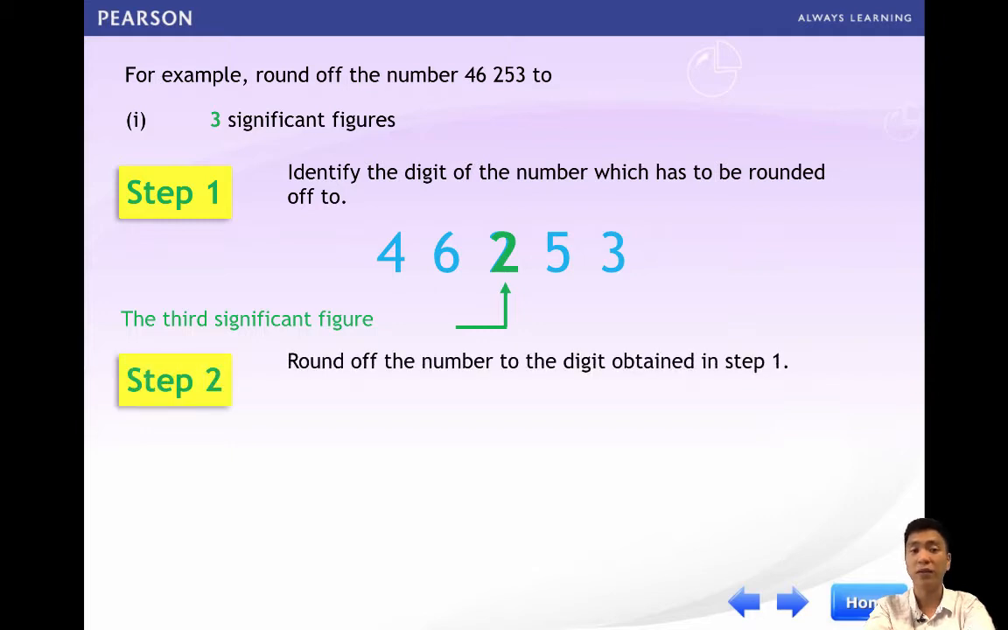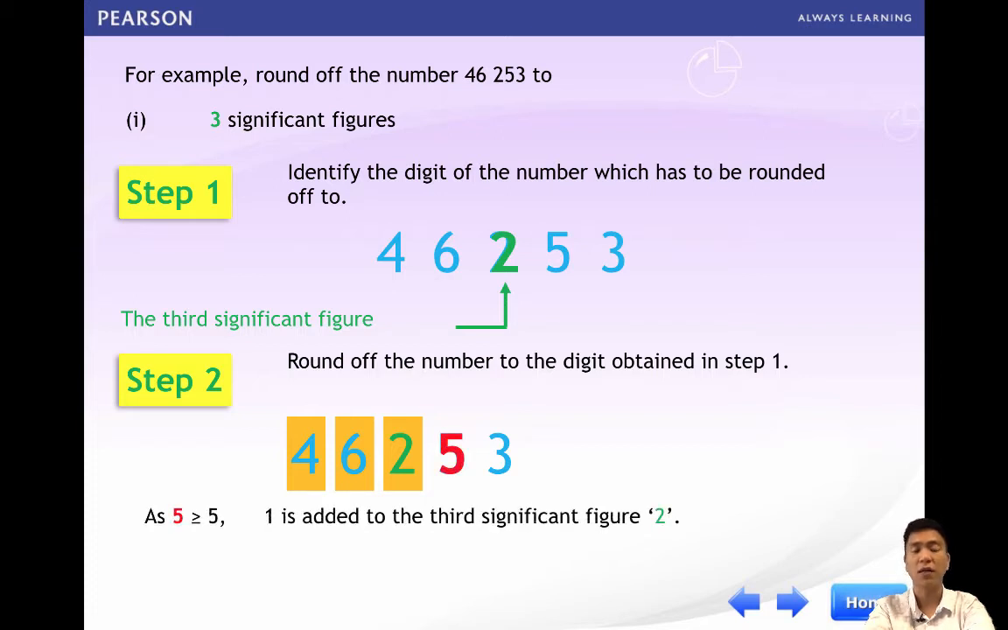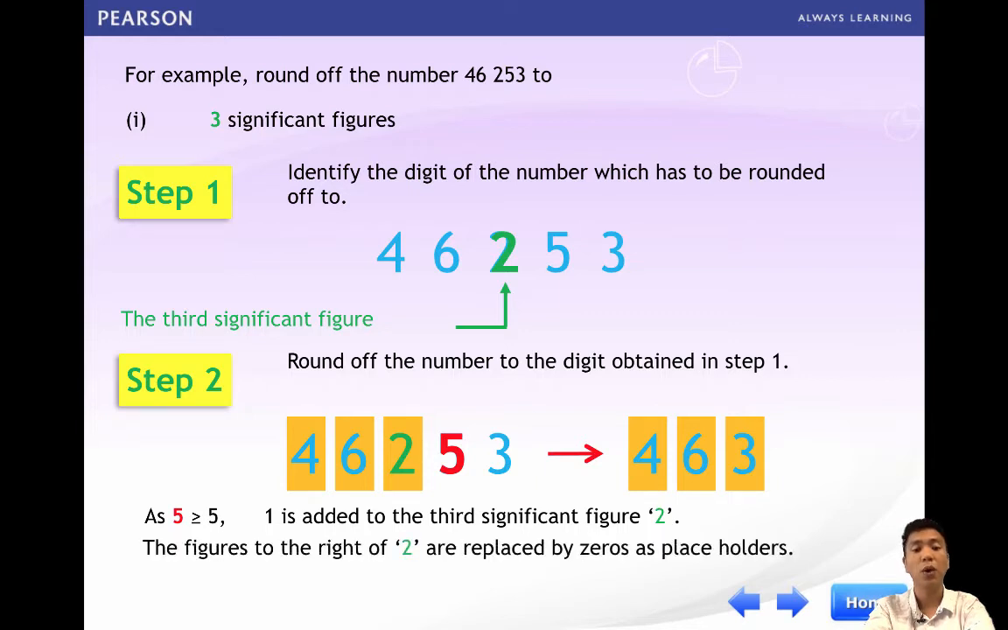We try to round off this number to this significant figure, and we have to look at the next digit. The next digit is 5. As this number is greater than or equal to 5, we round up 2 to 3. So the third figure becomes 3, and we place 3 into this position. So we get 46,300. That means we round off this number to hundreds, and hundreds means the third significant figure for this number.